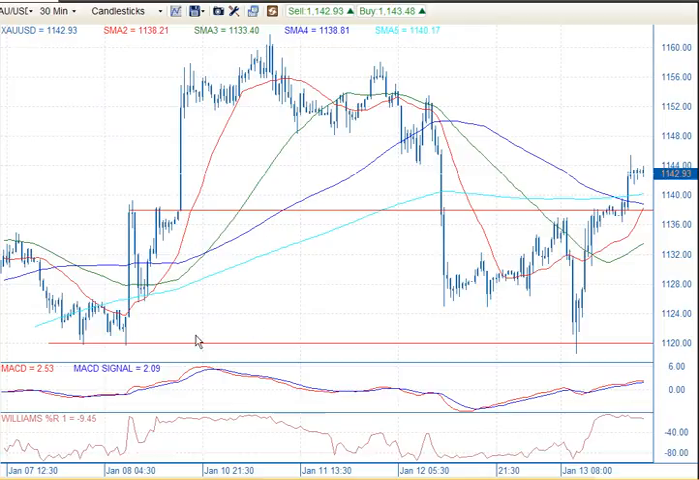This chart goes back, you can see back over here in January the 7th and 8th, gold bounced off this 1120 area twice, came up here and stopped twice right up here at 1138 both times. So just keep these in mind for a second.